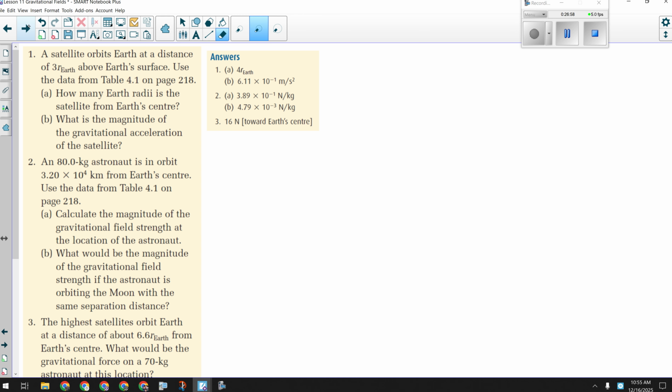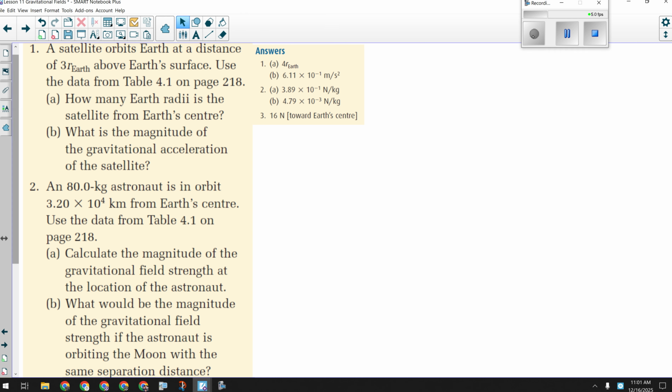Okay, let's have you guys try 1 and 2. I'll make them a little bit bigger here so you can read them. So for number 1, the first one is if it's saying it's 3 Earth radii from the Earth's surface, how many is it from its center? 4. Right? If it's 3 from the surface, add 1 more to get to the center. You got 4r from the center.